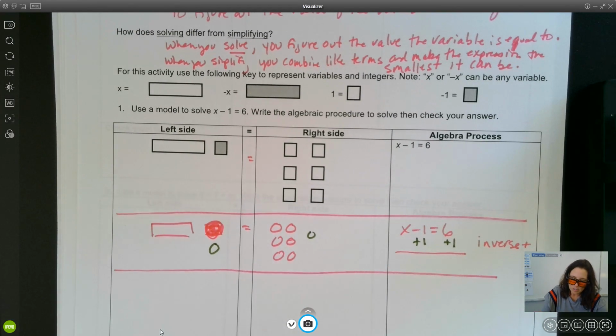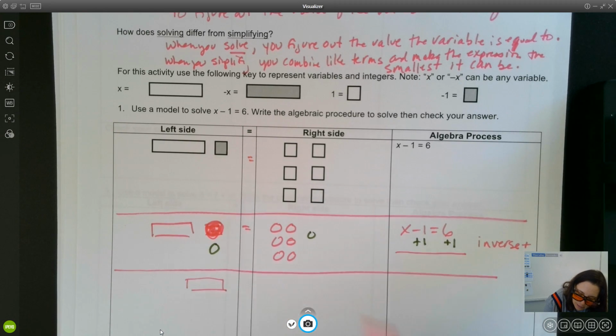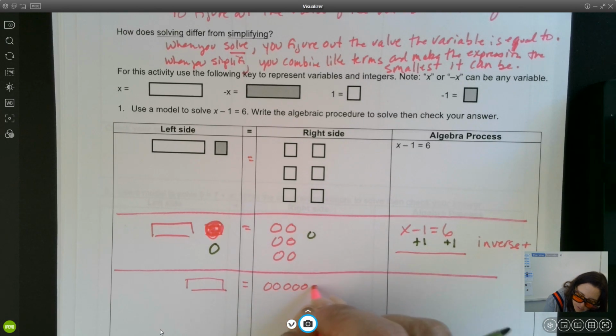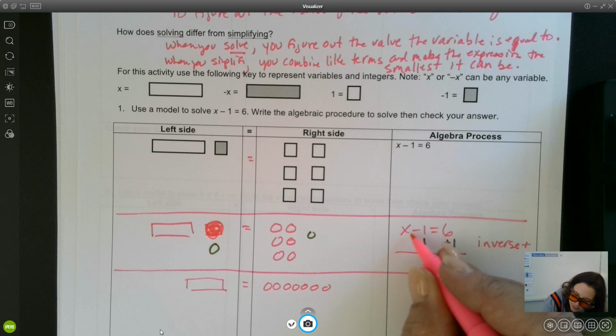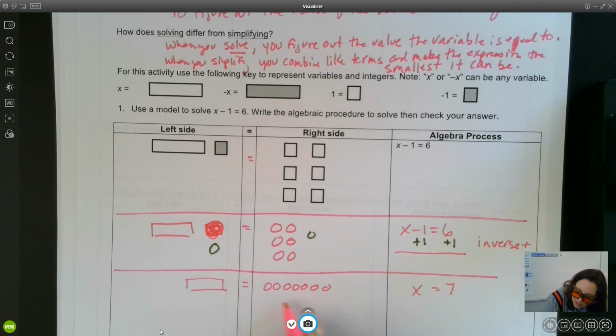So our answer, what's left over here? We have an x. What's left over here? 1, 2, 3, 4, 5, 6, 7. What does this come out to be algebraically? This side is an x. 6 plus 1 is a 7. This matches this. This matches this.